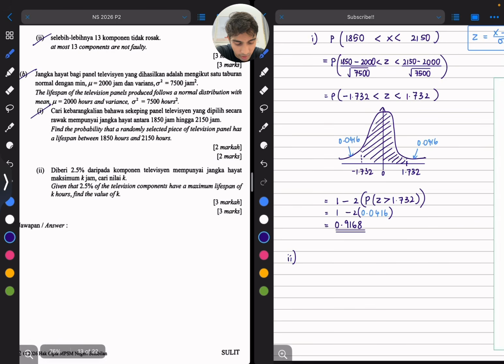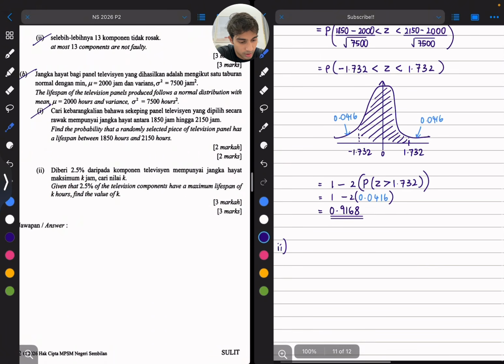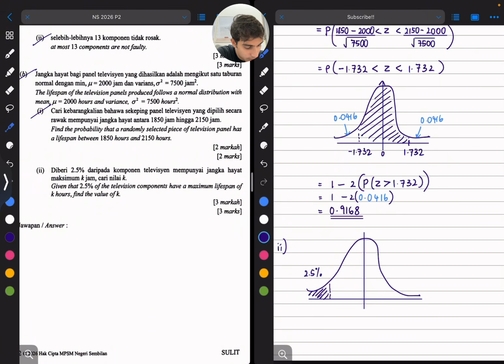Given that 2.5% of the television components have a maximum lifespan of k hours, find the value of k. Okay, so let's just sketch this here. They said 2.5% maximum lifespan k hours. So the whole graph is 100%. 2.5% will be here. 2.5% has a maximum lifespan of k. So it should be something like this. K will be somewhere here.